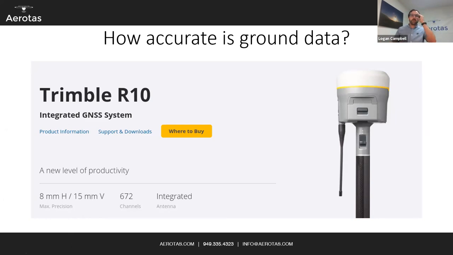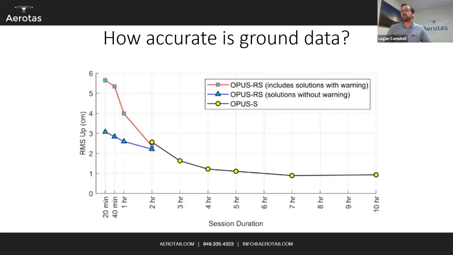But the maximum precision of this is 15 millimeters vertically. And that means your checkpoints are going to have 15 millimeters of noise in them. So the maximum that you could actually certify is about 4.5 centimeters, which when you do the math, is right around a tenth of a foot vertical. So yeah, if you're using GPS, the best you can certify is about a tenth of a foot.